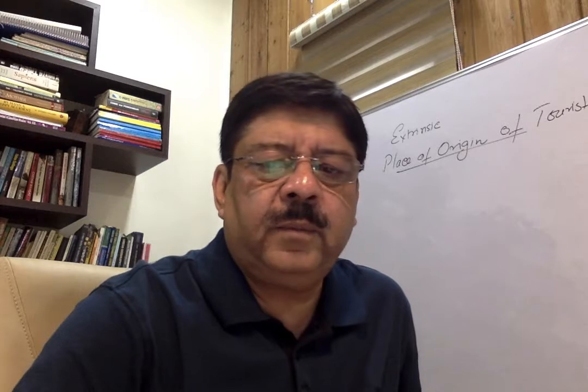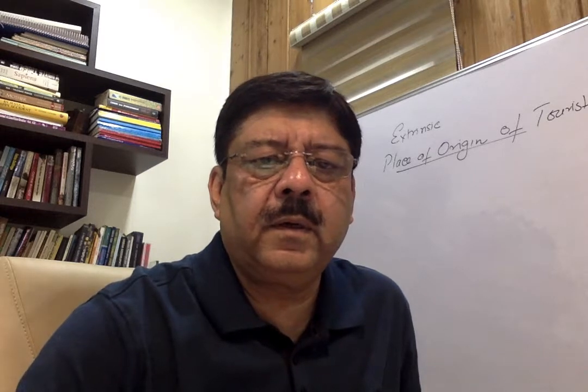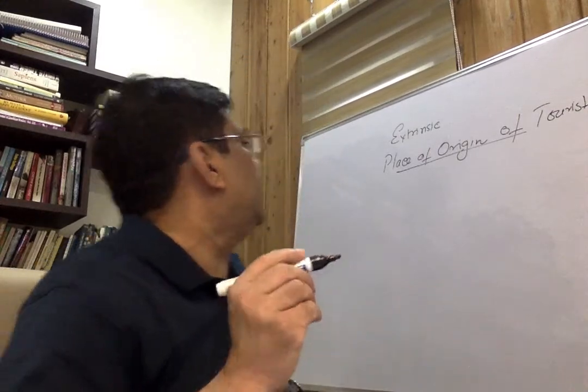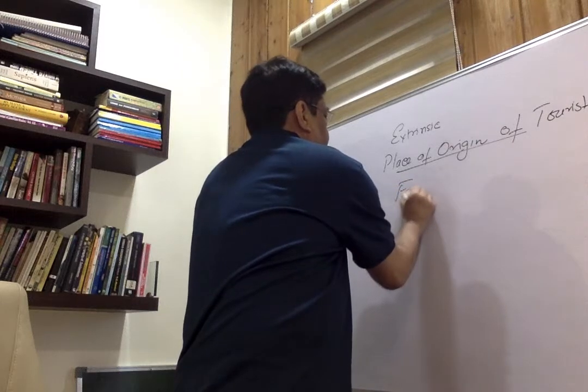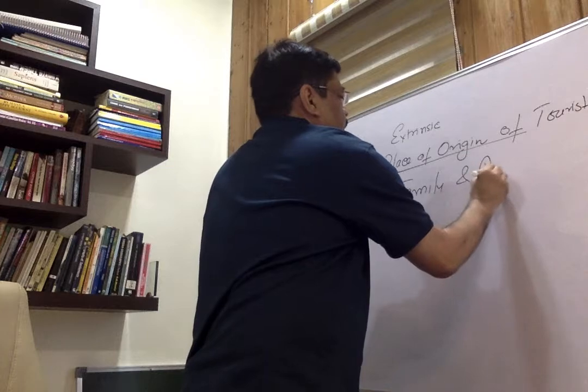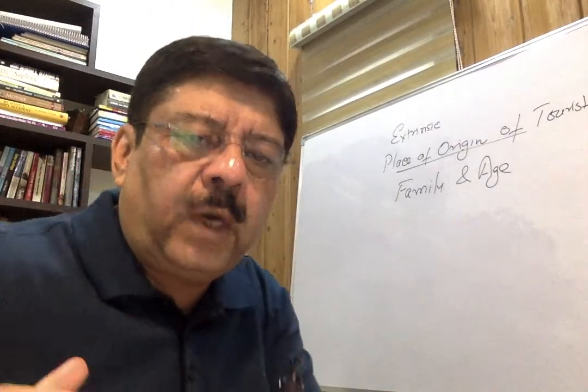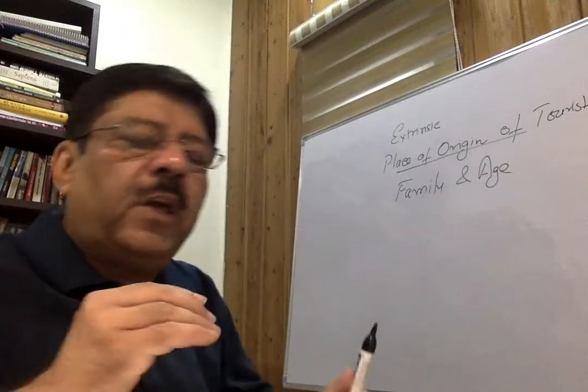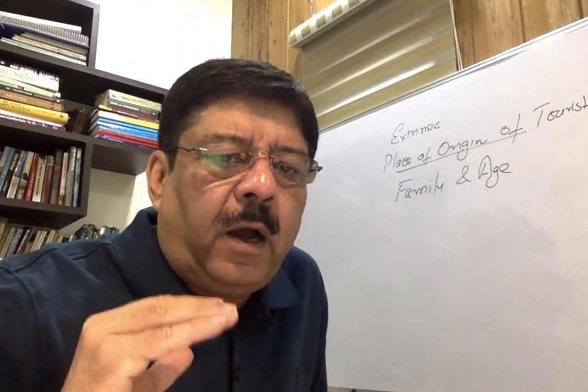And any other factor? So, culture also plays a role. We will come to culture later, as we were talking about place of origin. So we will come to it again. Another important factor is family and age. How do they affect our decision making in choosing a destination, going to a particular place or when to go to a particular place? We talked about it in an earlier class. This is also important when we take the decision of going, and where we want to go.